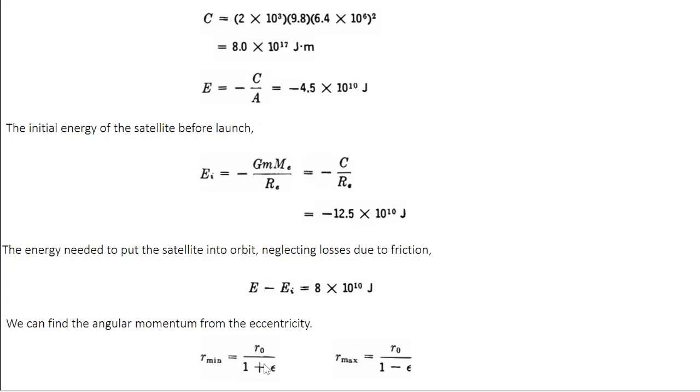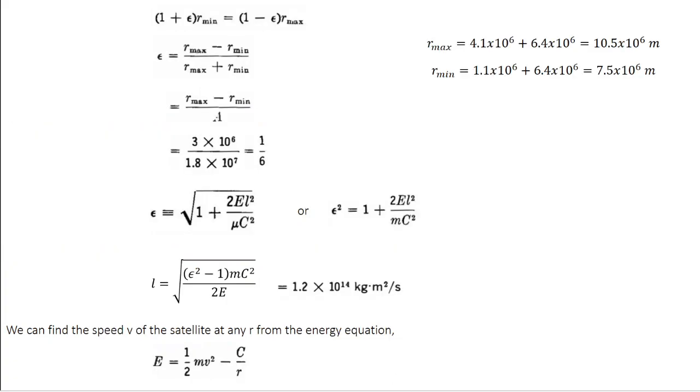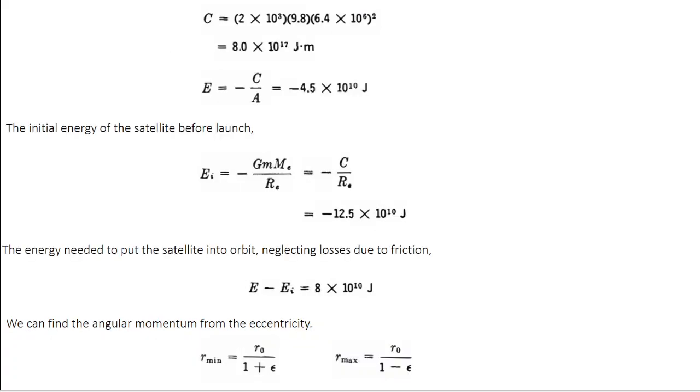So from the first equation I can write R naught equals R minimum into 1 plus E. From the second equation I can write R naught equals R maximum into 1 minus E. I have two expressions for R naught, so I can equate them, and I get 1 plus E into R minimum equals 1 minus E into R maximum. From this, by rearranging the terms, I get E equals R max minus R minimum divided by R maximum plus R minimum. And what's R maximum?